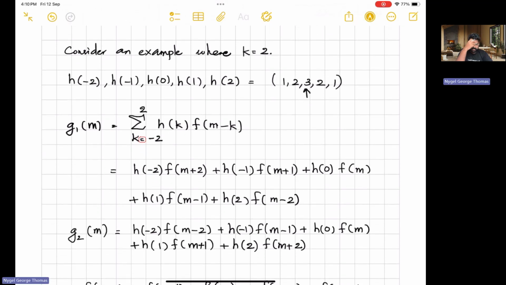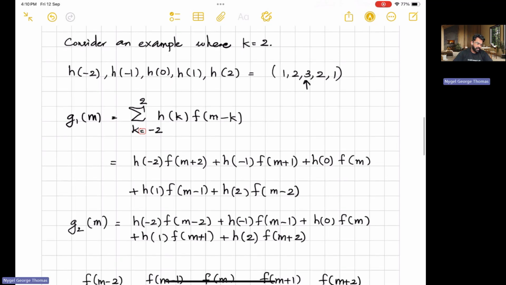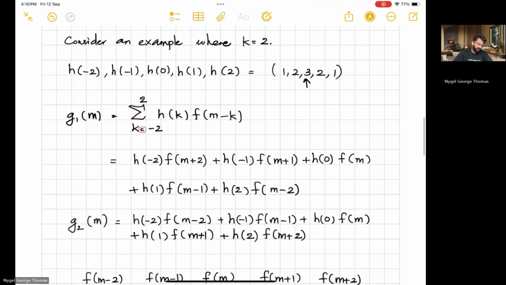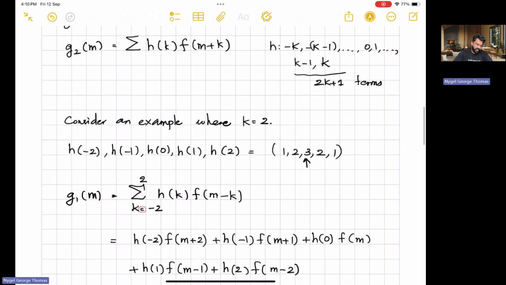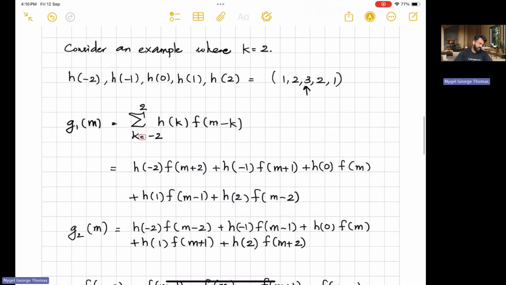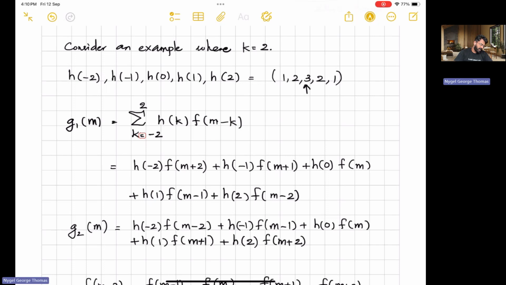Let's take a simple case of k equal to 2 and understand how convolution and correlation work. So k equal to 2 implies we have values of h ranging from minus k to plus k: h equal to minus 2, h equal to minus 1, h equal to 0, h equal to 1, and h equal to 2.